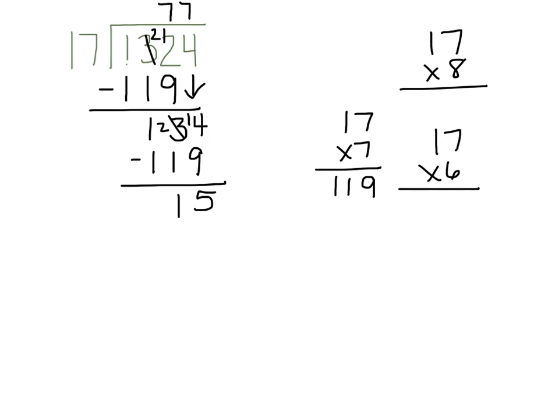No, it's too small, and I have nothing else to bring down, so I'm going to stop here with my remainder. So the answer to 1,204 divided by 17 is 77, remainder 15.